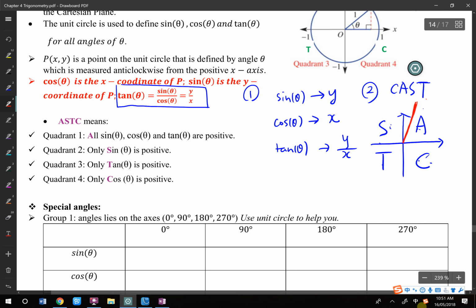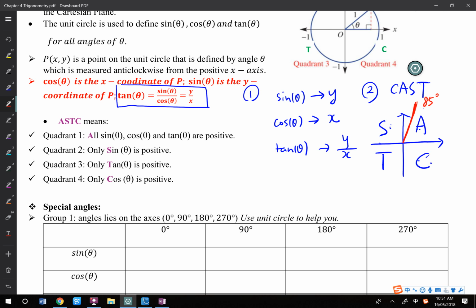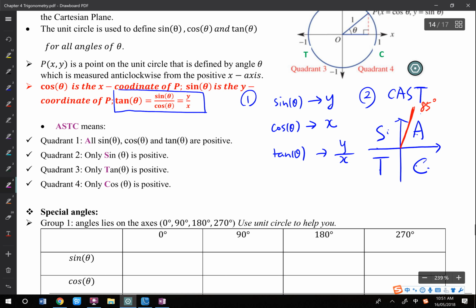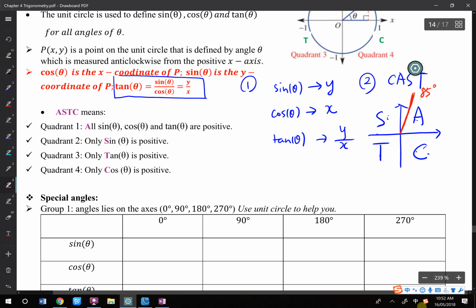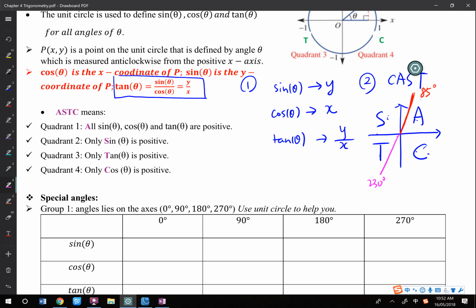Give me something else, not in that quadrant. 230. Which quadrant is that? The third. 230 is 40 away from 180, so it's approximately here. If we say that's 230, we can see only tangent is positive for this angle. Only tangent 230 will be positive. Sine 230 and cosine 230 will be negative.